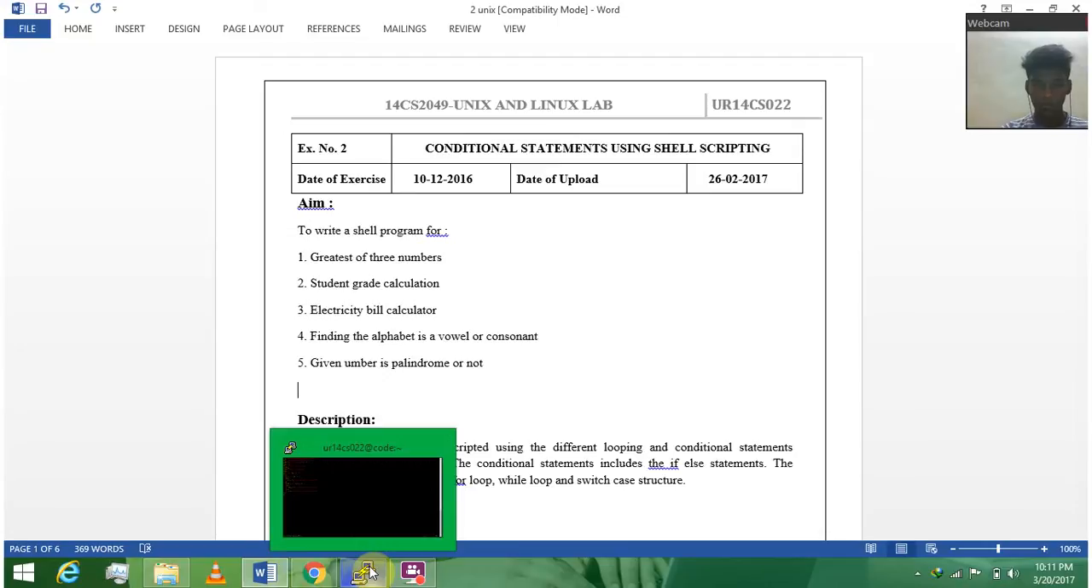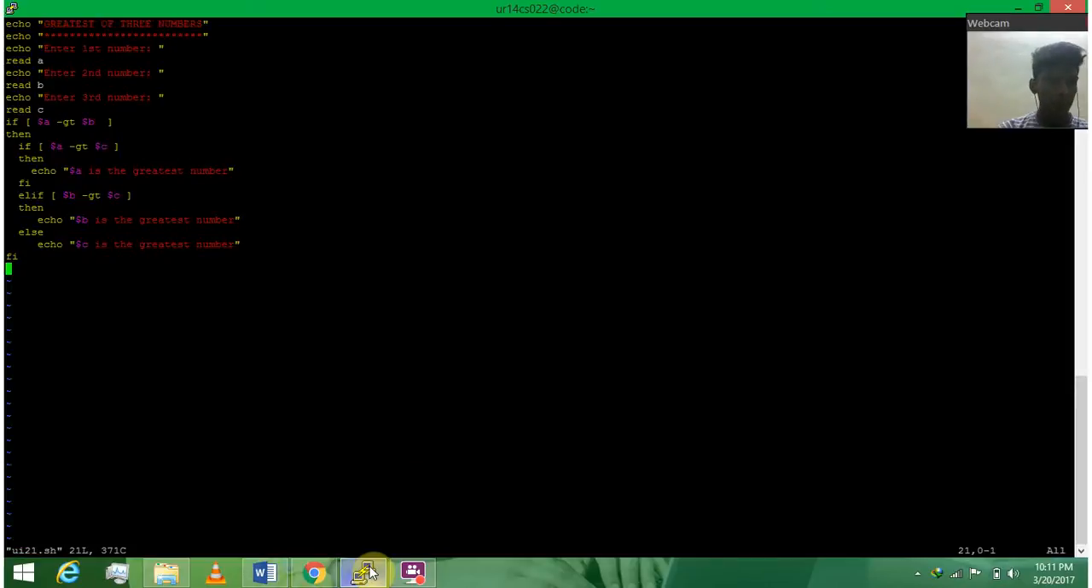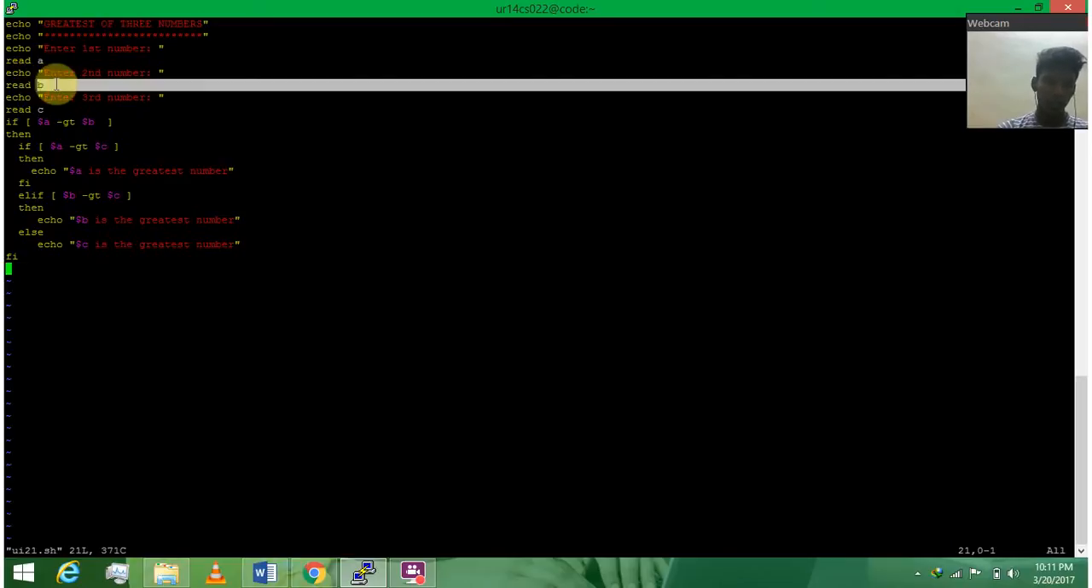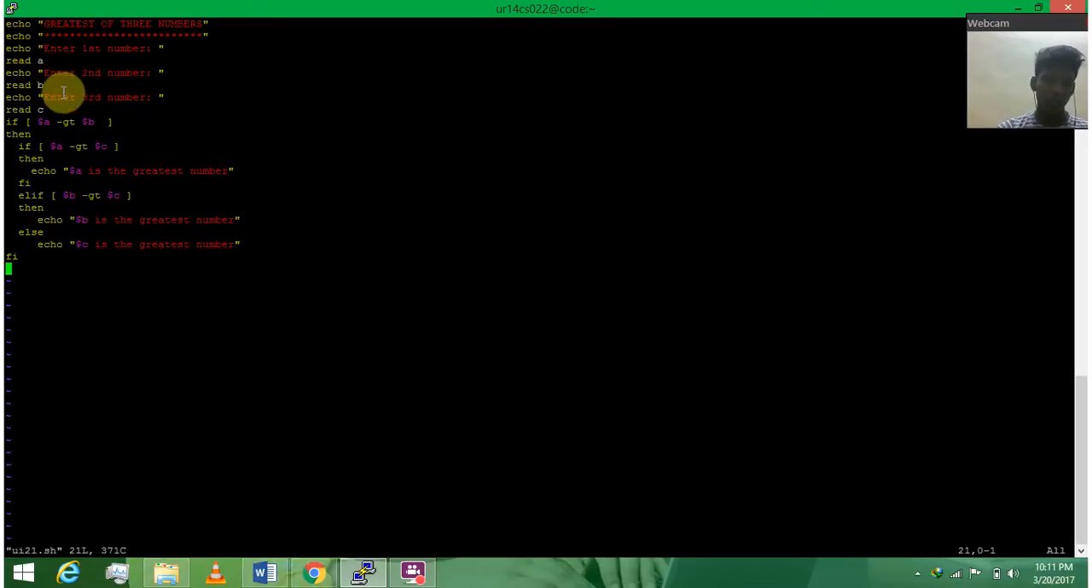My first program is to find the greatest of 3 numbers. The echo command will display the text in the output. So echo will display the greatest of 3 numbers. I have to enter my first number. Read will get the input from the user, and read B in another variable will get the second number, and for reading the third number, read C. And for displaying, I have to compare all 3 numbers.